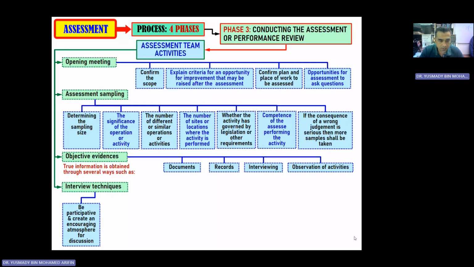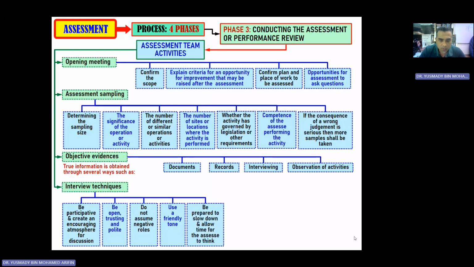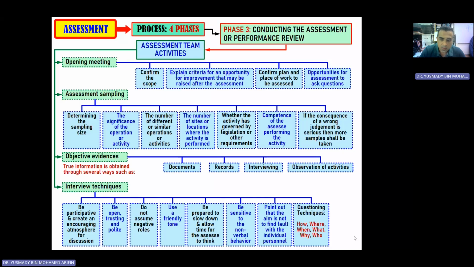So the assessor needs to be participative and create an encouraging atmosphere for discussion. Be open, trusting, and polite. Do not assume negative roles. Use a friendly tone. Be prepared to slow down and allow time for the SSC to think. Be sensitive to the non-verbal behavior. Point out that the aim is not to find fault with the individual personnel. And the last one, use simple question techniques such as asking how, where, when, what, why, and who for specific questions.